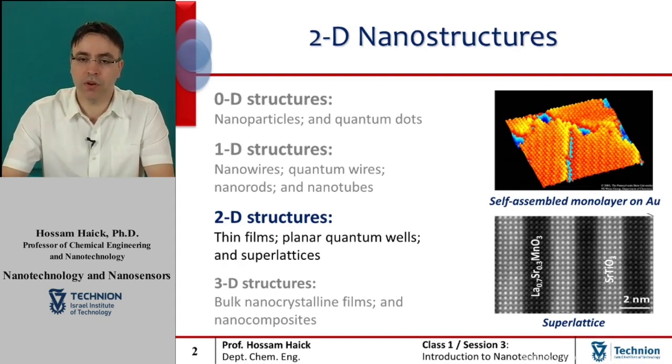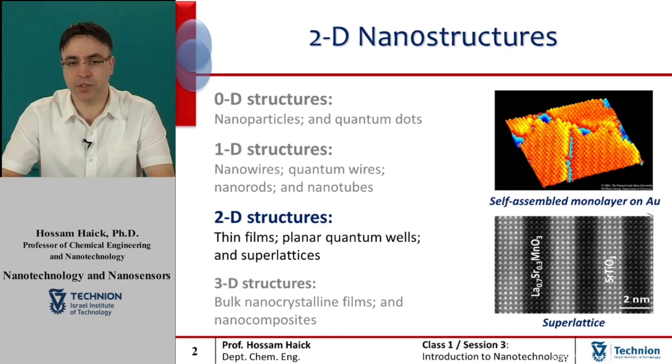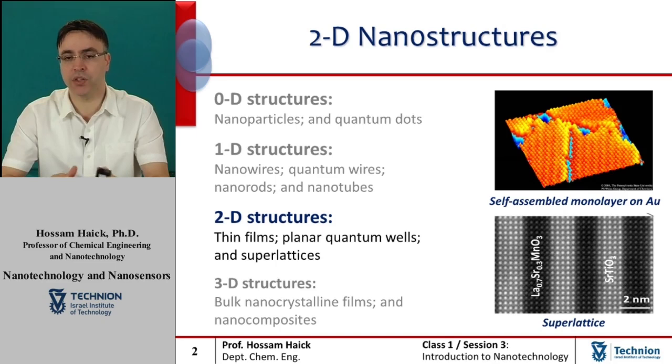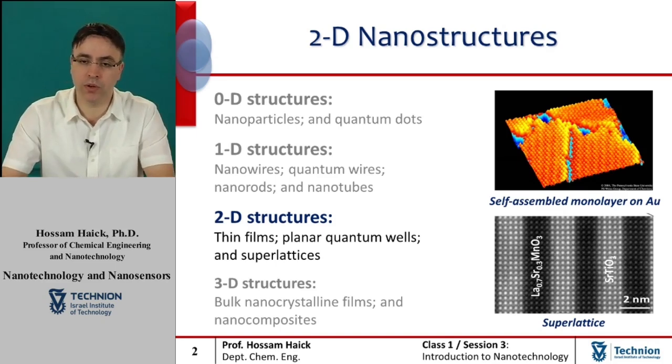In the lower image of the screen, you can see a transmission electron microscopy image of a superlattice, where alternate layers of two different materials exist. In this context, please note that each layer is only 2 nanometers in thickness.